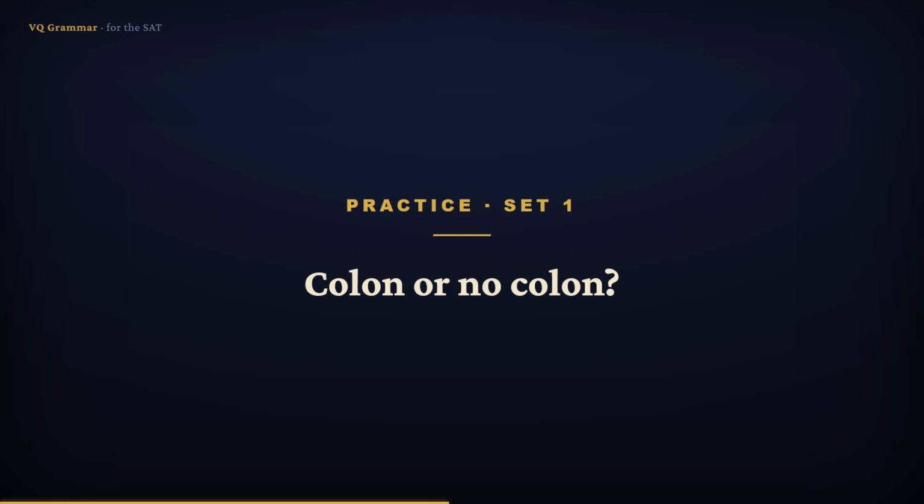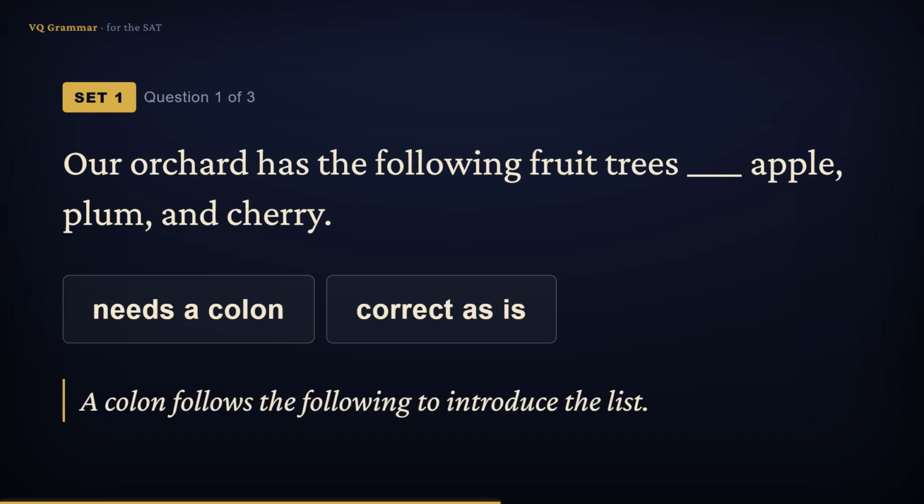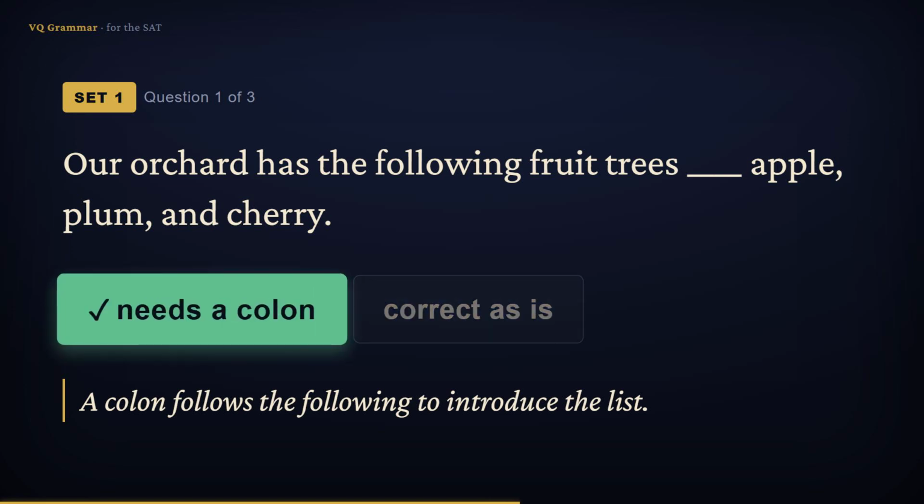Let's practice. For each sentence, decide whether it needs a colon inserted or is already correct. Pause and try each. Our orchard has the following fruit trees, apple, plum, and cherry. The phrase "the following" signals a list, so a colon belongs right after "trees." So the answer is, it needs a colon.